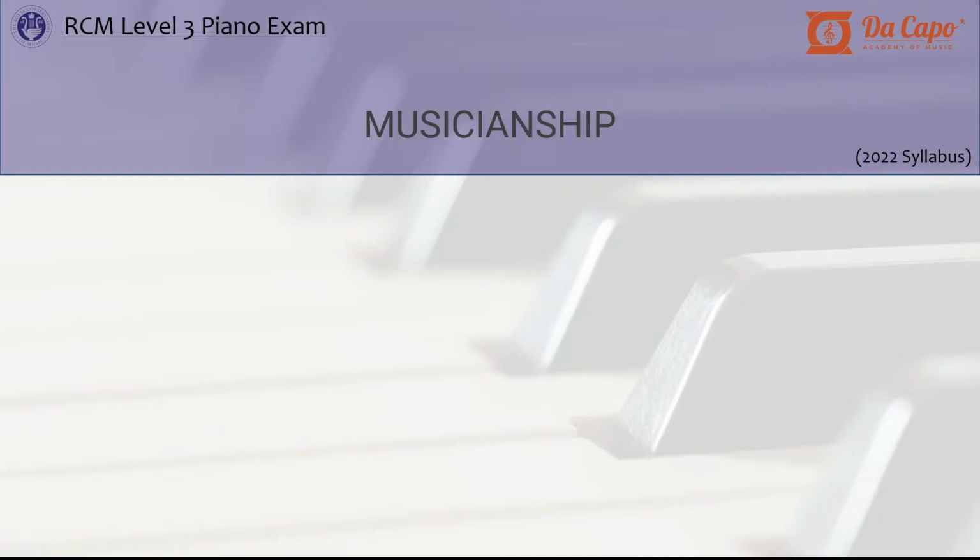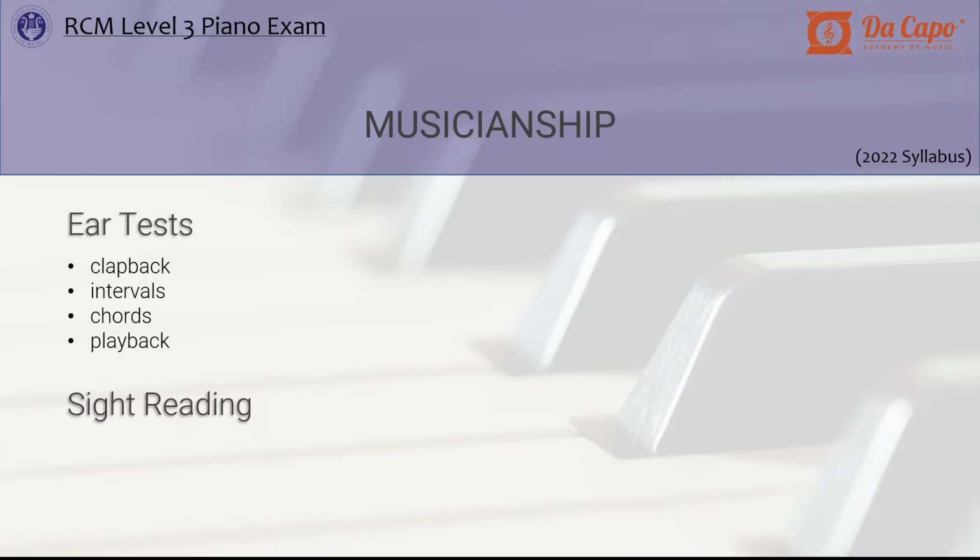For the musicianship section, we have our ear tests and sight reading as we did before. So ear tests, we have clapback, intervals, chords, and playback. And for the sight reading, we have rhythm and playing. So nothing new here so far. Now let's look at the details of each of these.